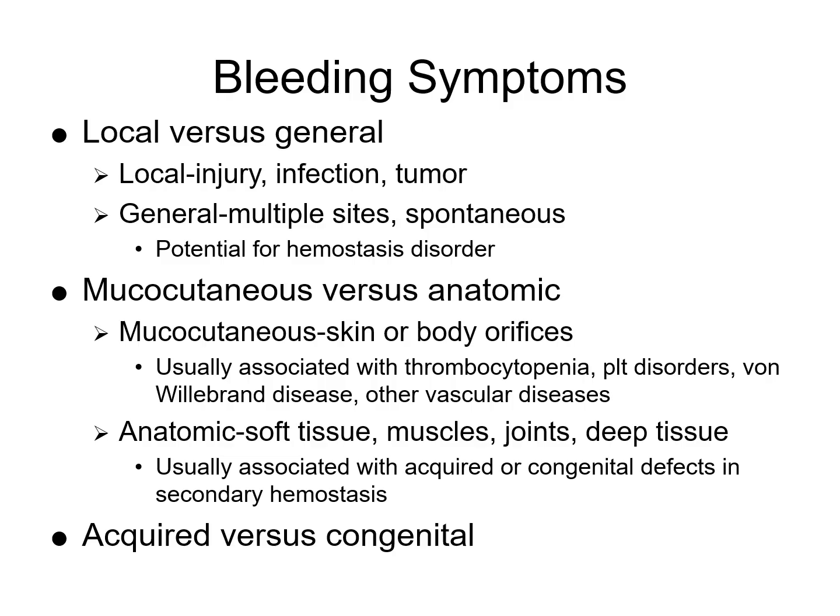These can be classified based on location, so are they local or generalized, types of bleeding, so mucocutaneous or anatomic, and the cause, are they acquired or congenital. So local versus generalized bleeding.